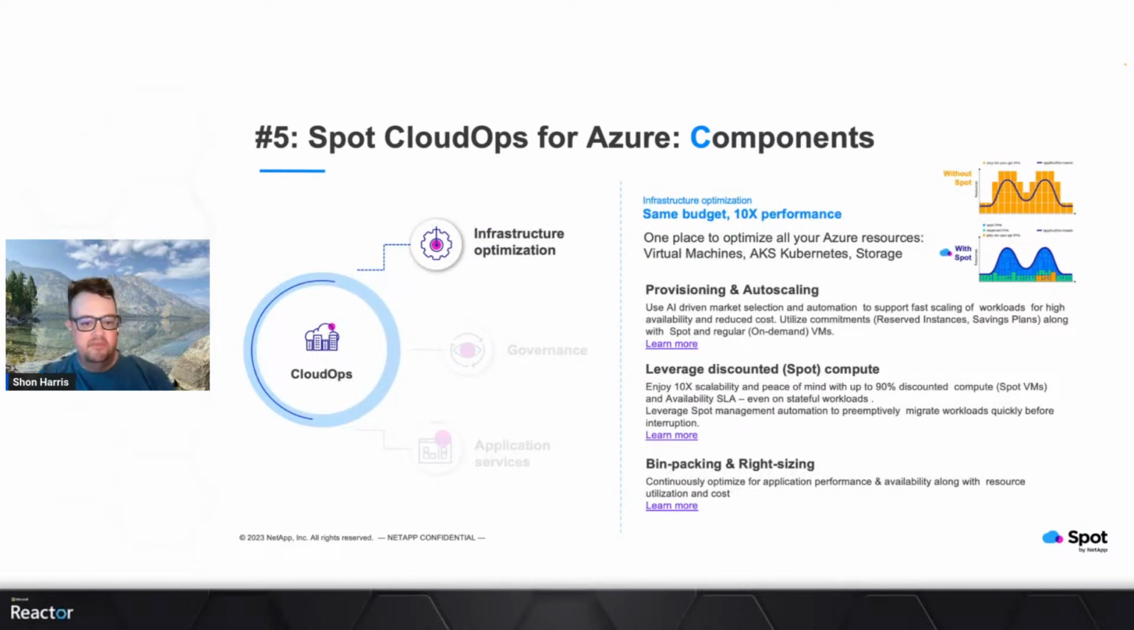So how does it work? Our infrastructure components are pretty simple. Let's start with provisioning and auto scaling, and this is your typical virtual machine. We use an AI-driven model to do market selection and automation of your infrastructure. This supports the fastest scaling of workloads and availability with reduced cost. We prioritize utilizing your commitments and your financial obligations to Microsoft and the Azure platform. So your reserved instances, your savings plans.